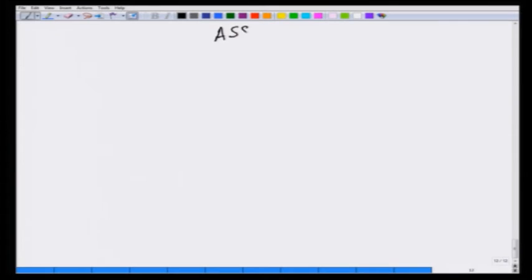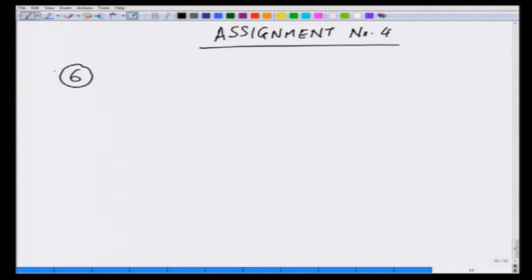We have been solving assignment number 4, and we have solved problems 1 to 5. So, we now solve problem number 6, which says consider a long cylinder with its axis on the z axis. So, we have a long cylinder, so that fringe effects are gone, with its axis on the z axis.